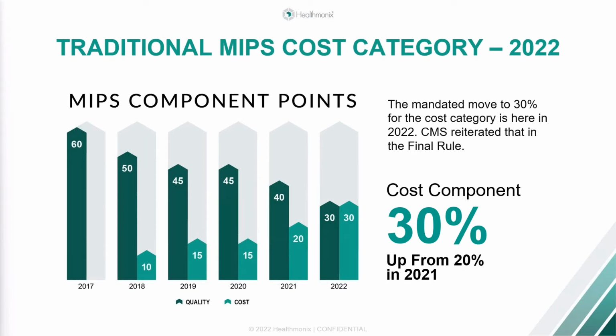And something that's very important to note about that 30% of your score is that you need to score a 75 or higher to avoid the penalty in 2022. So a poor cost score can severely impact your overall score for MIPS.